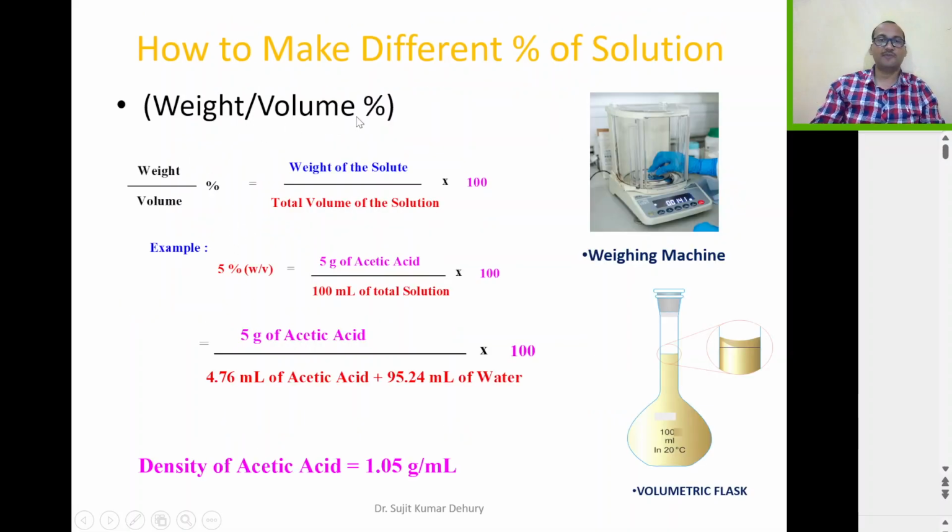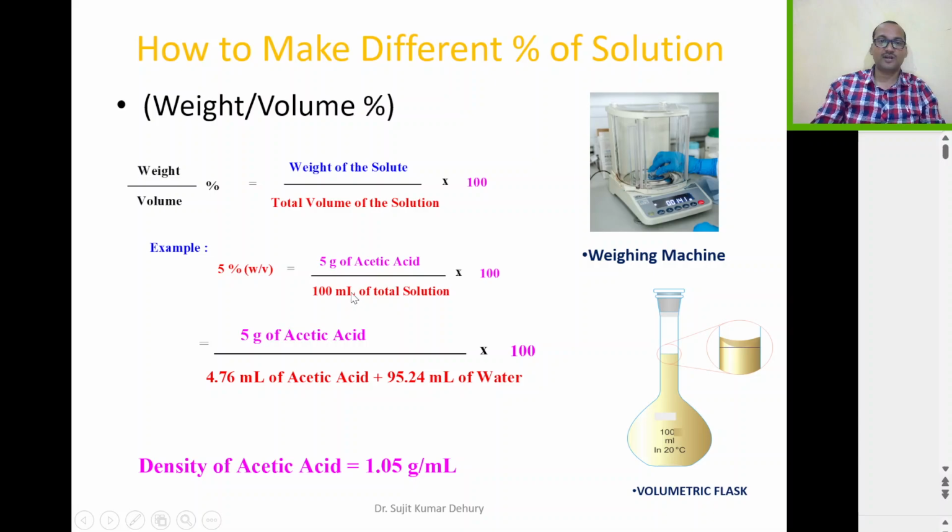Similarly, in case of weight by volume percent, this is the formula you need to use: weight of the solute by total volume of the solution into 100. So that means you need to take 5 gram of acetic acid into the volumetric flask, and here the total volume of the solution should be 100 ml.